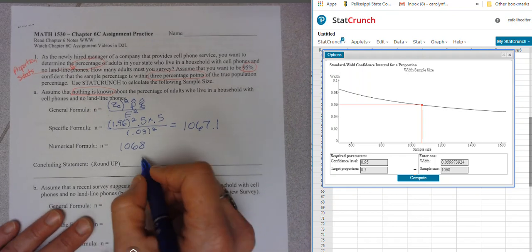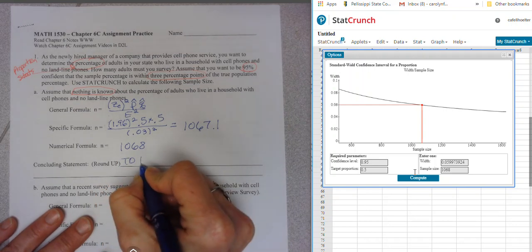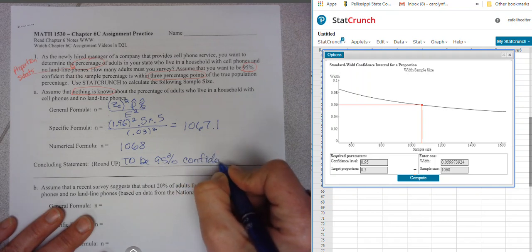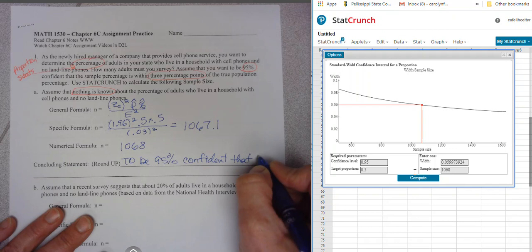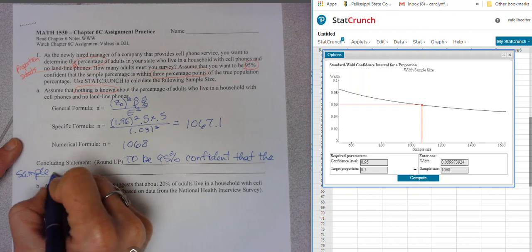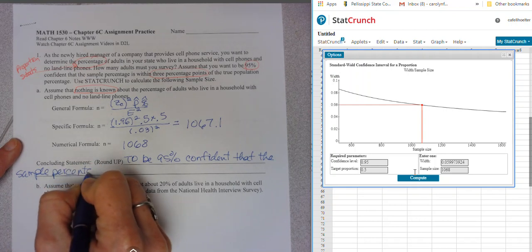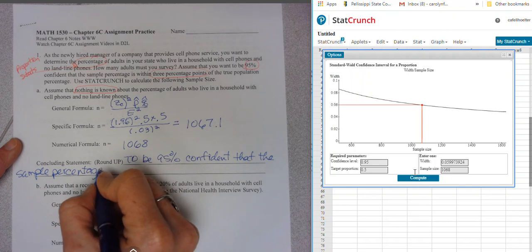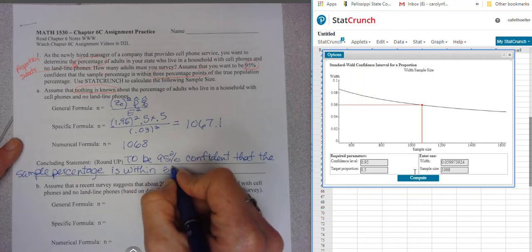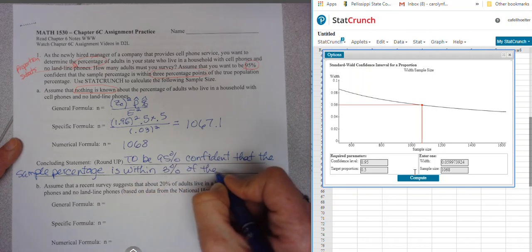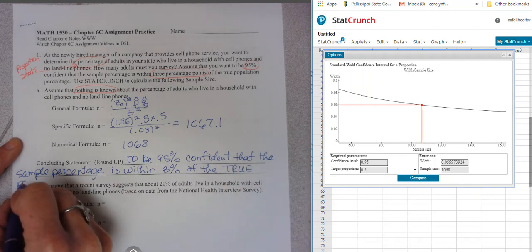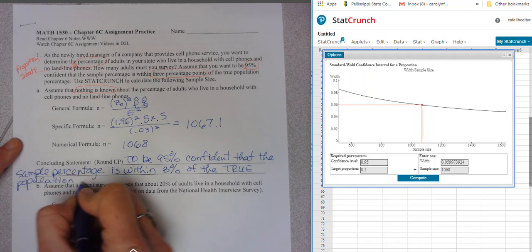So what does that mean? What that means is we would say to be 95% confident that the sample percentage is within 3% of the true population percentage.